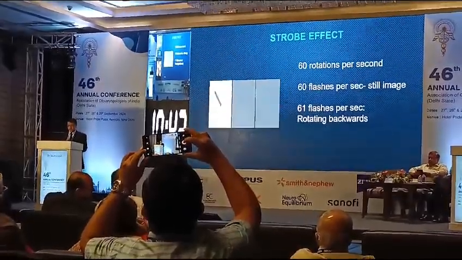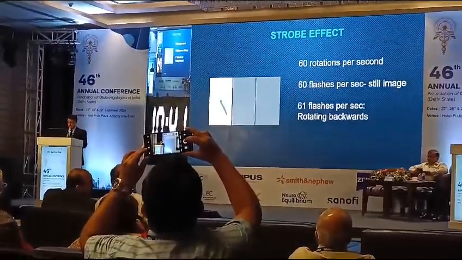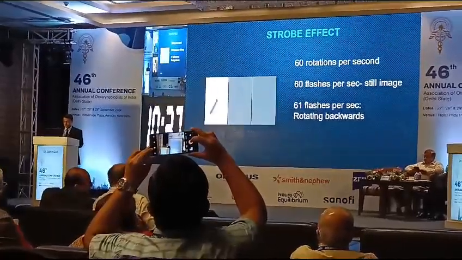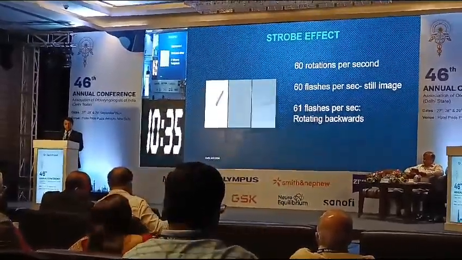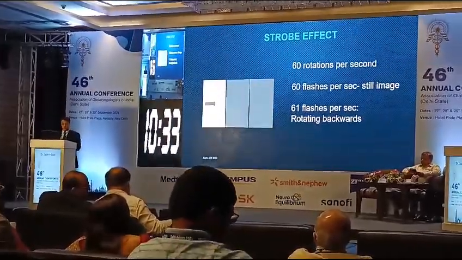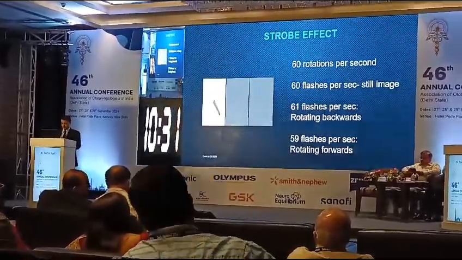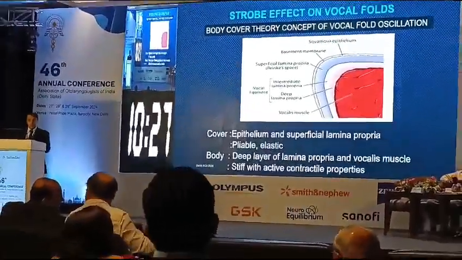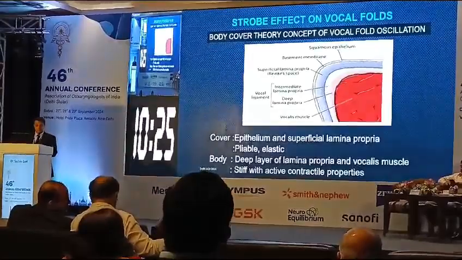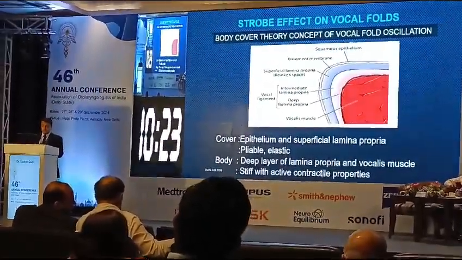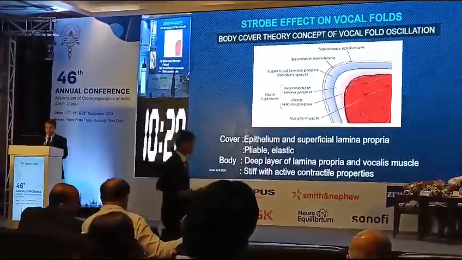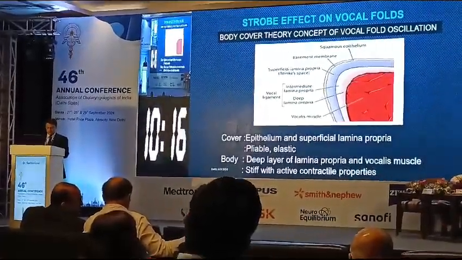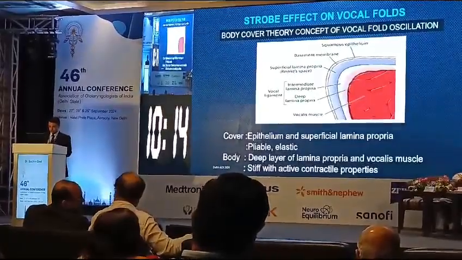Now if we do it at 61 flashes per second, the arrow is illuminated at a slightly earlier part of its rotational cycle. This gives a perception of the arrow rotating backwards, as you can see in the third image. To understand the same for vocal folds, we need to understand the body cover theory concept. The cover is the pliable and elastic part which moves over the body. Cover, being pliable, is formed of the epithelium and the superficial lamina propria.